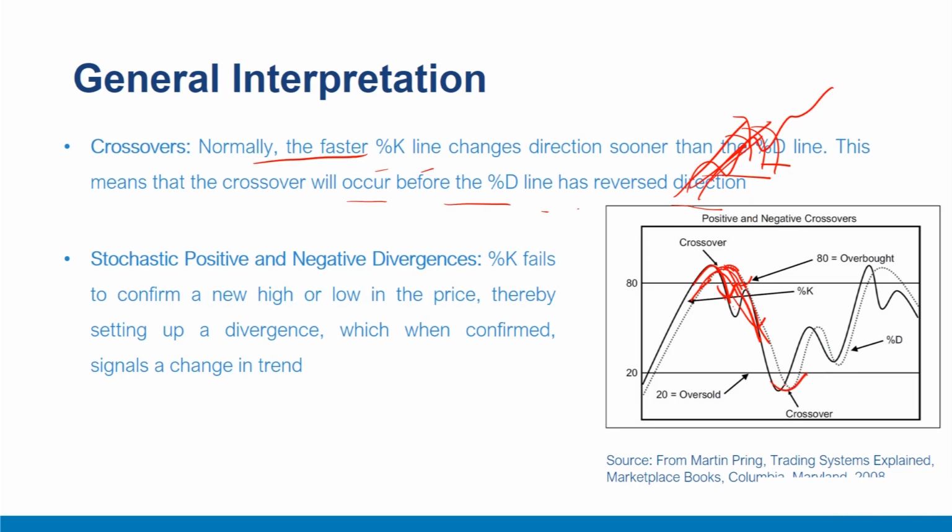A similar thing is happening here, where the crossover has occurred from down to above. It is going in this direction, and if, let's say, prices are still falling, again a positive divergence has set up, which indicates that prices may now go up.